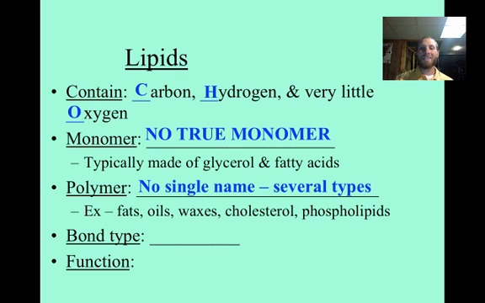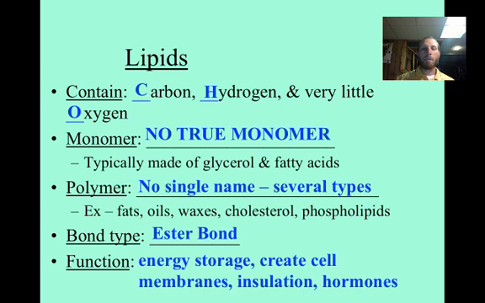Polymer for lipids is no single name. There are several types, as you can see here in the examples. Fats are an example of a polymer, oils, waxes, cholesterol is a type of lipid, and phospholipids, which is an important lipid in our cell membranes. The type of bond that holds the lipid smaller subunits together is called an ester bond. And lipids function primarily as energy storage. That's the fat that we store.